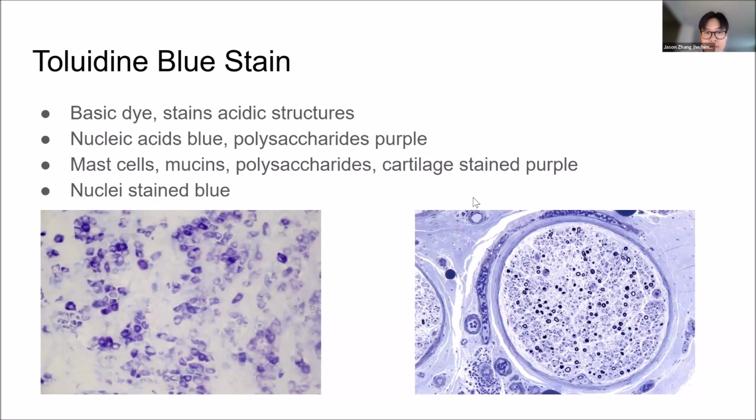You also have the toluidine blue. This is used in plant applications. You can stain polysaccharides. This is used for staining things like nerves. So on the right, there's a big nerve bundle there. You can use it to stain mast cells.